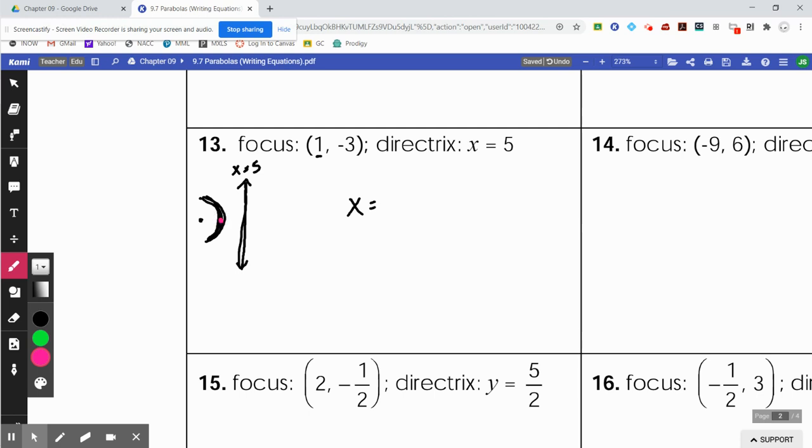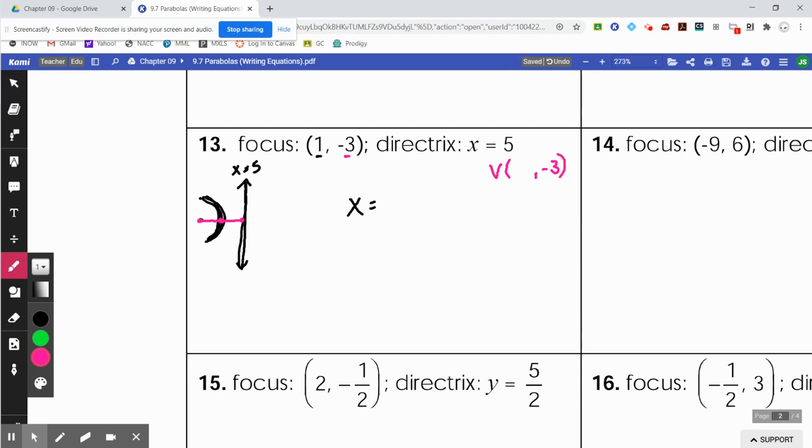Now, I do want to point out, since it cups to the left, the y value for my vertex will be the same as the y value for my focus. So my vertex is going to be located at something, -3. Well, how do I find my x value? The x value for my vertex is going to be directly in between the x values for my directrix and for my focus.